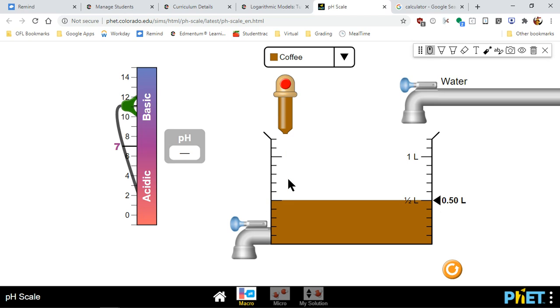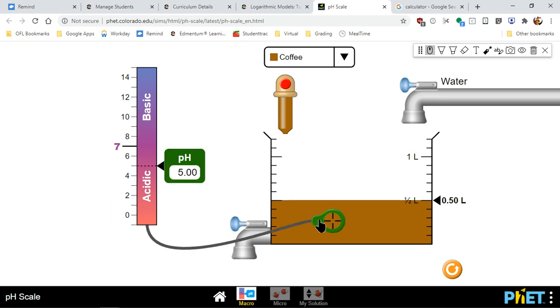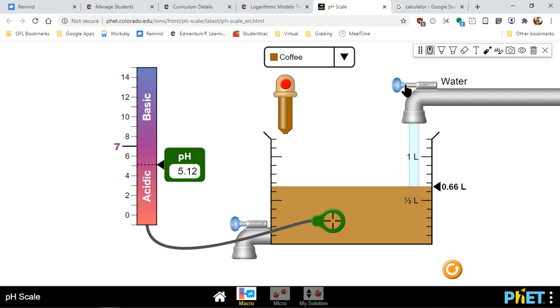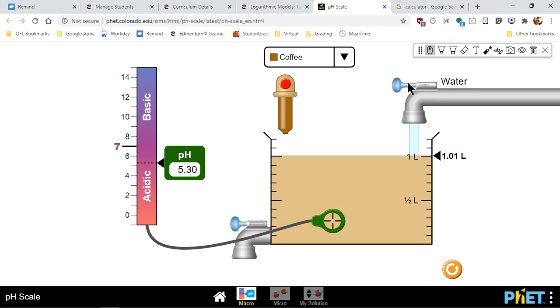So let's see if we do coffee. If I put coffee in here, it says my pH is 5, so it's very acidic. But if I start adding water, look what's happening to my pH level. It's kind of making it more stable. It's decreasing my pH, meaning this water is kind of sucking up some of that extra hydrogen. If I let out some of this combined stuff and add more water, eventually I get closer and closer to that 7.